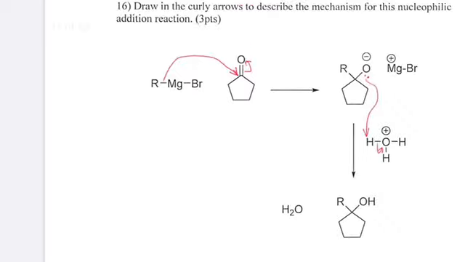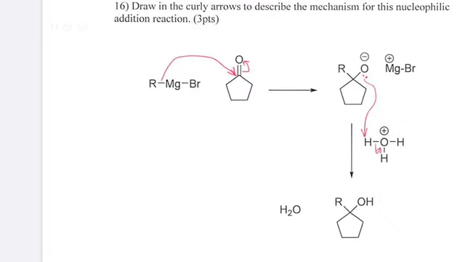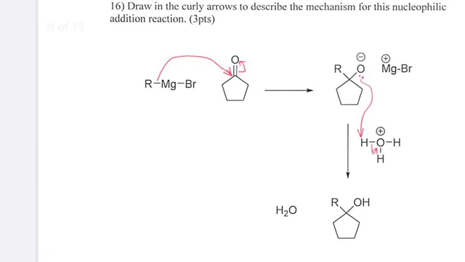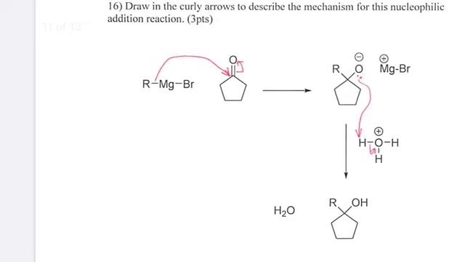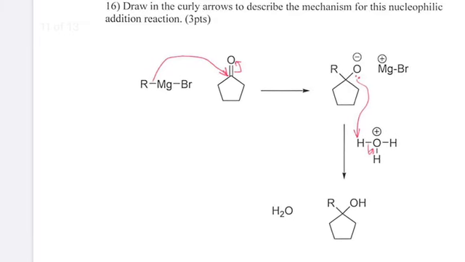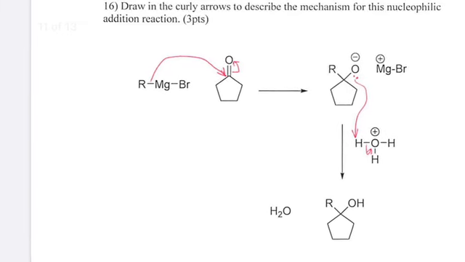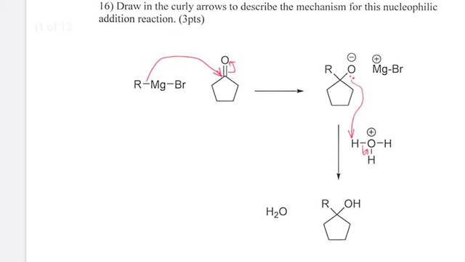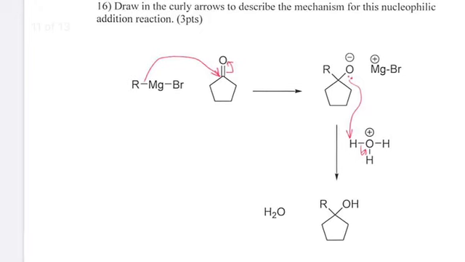Question 16, mechanism question. We said that aldehydes and ketones only undergo two reactions, nucleophilic addition and condensation. This is nucleophilic addition. If I give you the intermediates, mechanism questions are easy because all you have to do is account for what bonds have been formed and what bonds are broken.